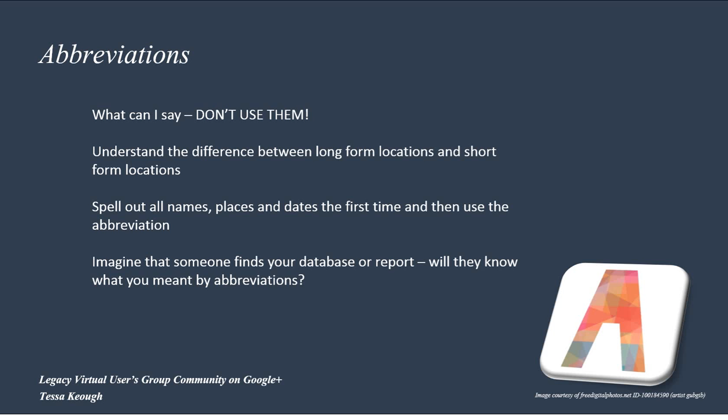A is for abbreviations. What can I say? Don't use them. I think it's really important to understand the difference between long-form locations and short-form locations. It's also important to spell out all names, places, and dates the first time, and then you can use the abbreviation. What you need to be thinking about is if someone finds your database or a report sometime in the future, will they know what you meant by those abbreviations?